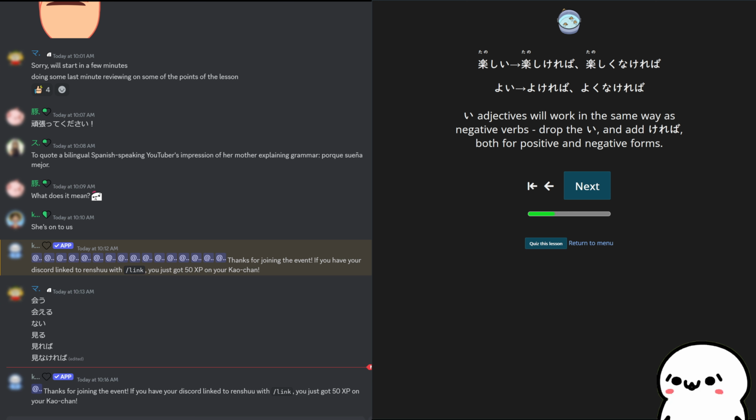So, tanoshii would be tanoshikereba. Or, if you want to get really long, the negative form, tanoshikunai. And we say, oh, there's that E at the end. Let's just chop that off and add kereba. Tanoshikunakereba.